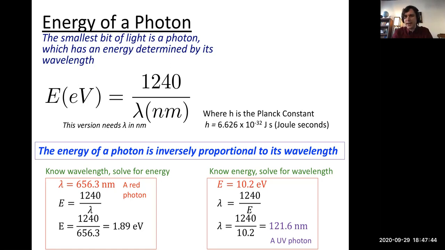You can't have a red photon, a photon that is associated with the color red, with a very specific wavelength of, say, 656.3 nanometers, a very specific red. You cannot have that photon have a range of energies. It has to have a set energy.